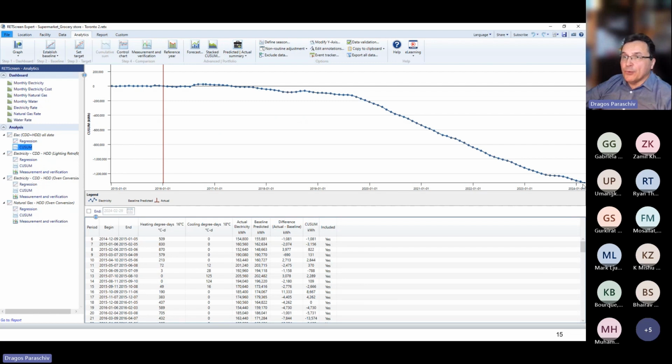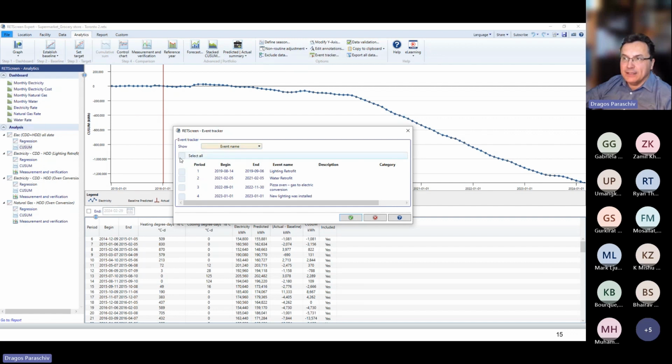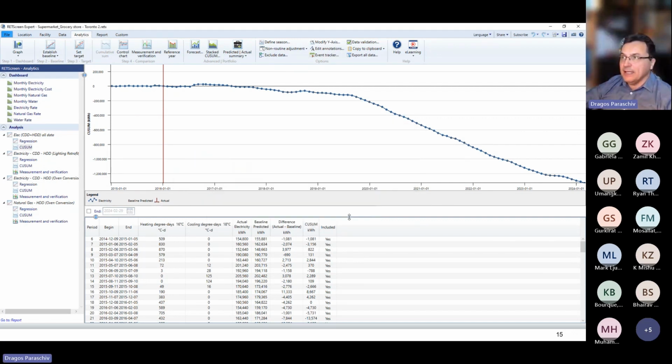So we would like to understand where these changes in consumption happen. That will mean that if we add here the event tracker, remember we identified a number of events that happened in this facility. If I add these events here, we can see that there was a lighting project, and right away the slope of this curve changed. We can see it here much steeper, so savings accumulate much faster after the lighting retrofit was implemented.